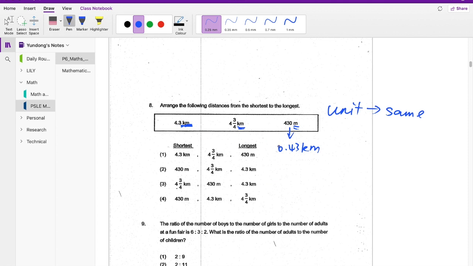Very clear, this is compared to this one. This is 4 and 3/4. So this one actually we can compute is 375. This one equals to 0.75. So 3 and 3/4, which is 4.75. So we see clearly this one is smallest. After that is this one. Then is this one. So the answer is 4.